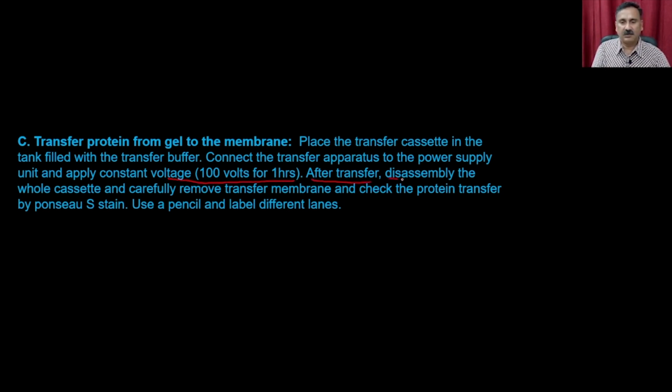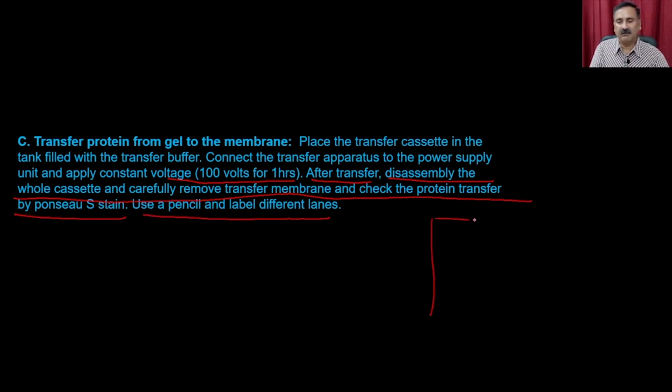After the transfer, you disassemble the whole assembly, carefully remove the transfer membrane and check the protein transfer by Ponceau stain. Use a pencil to label the different lanes. For example, since you do a Ponceau stain, you're going to see the bands. So you take the pencil and write lane number 1, lane number 2, lane number 3, because the pencil writing is going to remain there. You cannot use a permanent marker because the subsequent steps may remove it.